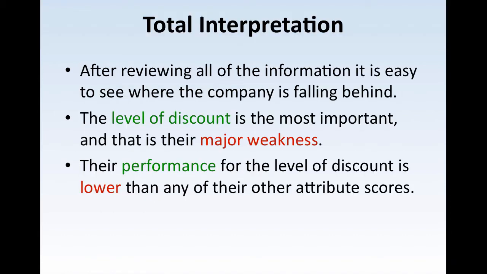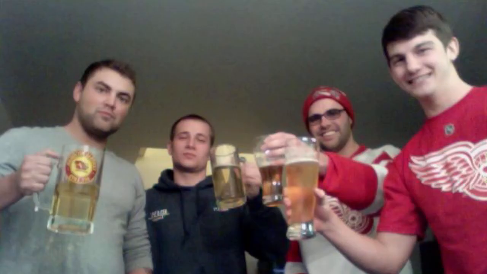So the total interpretation of our data here: as I was saying throughout the whole podcast, on level of discount we are dropping the ball. We're not doing well, and it's the most important. It doesn't take a rocket scientist to figure out that should be our number one improvement priority. We need to fix that level of discount, because dropping the ball on your most important priority is an equation for failure. So that's what we found throughout our whole findings, and we hope you enjoyed this podcast.